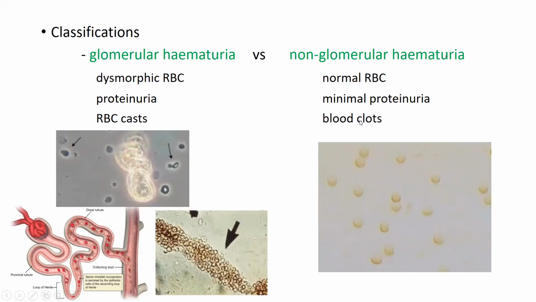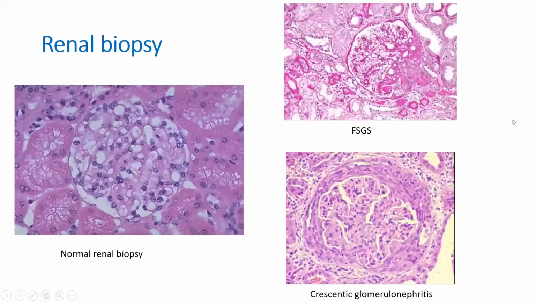There won't be any red cell casts. The proteinuria will be minimal, but you might have blood clots because the bleeding is heavy and could be coming from lower down, but you will not have a significant amount of dysmorphic red cells. So that is the main way you divide whether it's glomerular or non-glomerular hematuria.